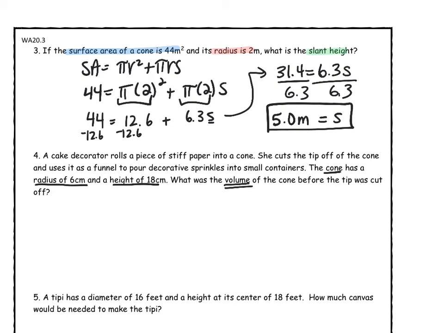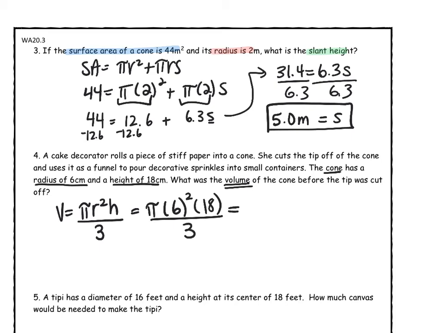So we want to find the volume. So the volume of a cone formula is pi r squared times h divided by 3. So we need the radius and the height. I have those two pieces of information, so it's just a matter of plugging into the formula. 6 squared times 18, we're going to divide that by 3. And when I do that, I end up with 678.6, and it'll be centimeters cubed.